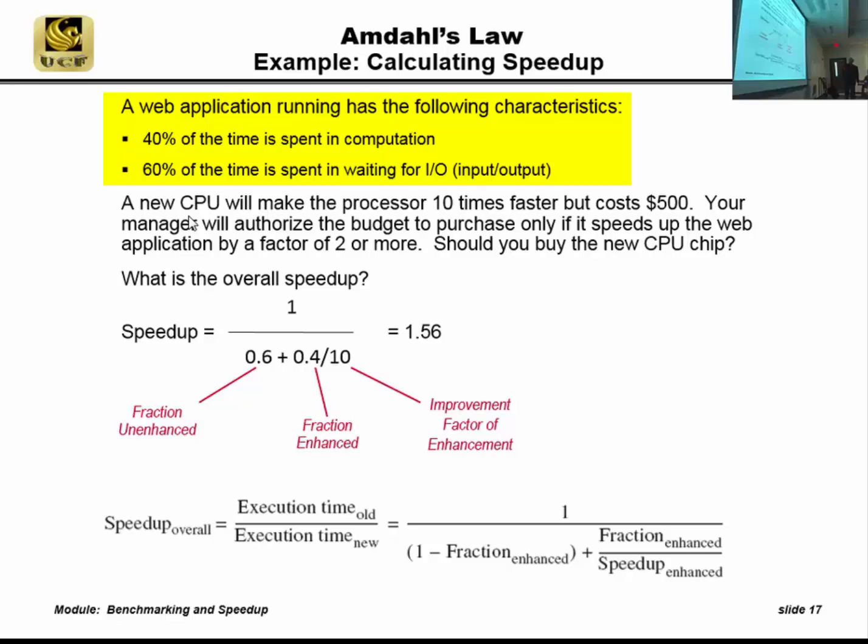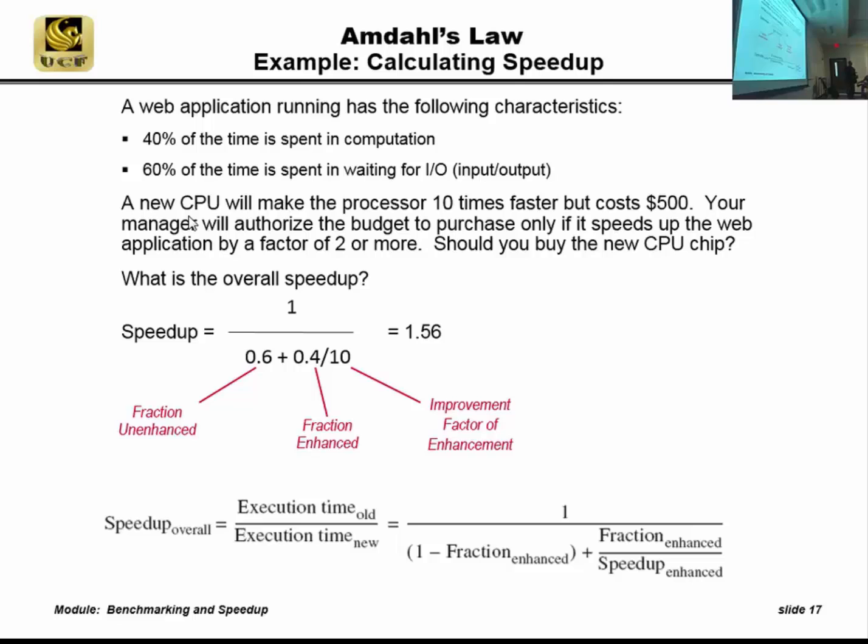All right. Let's try another example. We have a web application. It's running with the following characteristics. 40% of the time is spent in computation. And as you suggested, 60% of the time is spent waiting on I/O. It may be realistic. A new CPU will make the processor 10 times faster but cost $500. Your manager will authorize the purchase only if it speeds up the web application by a factor of 2 or more. Very realistic. Should you buy the new chip or not?